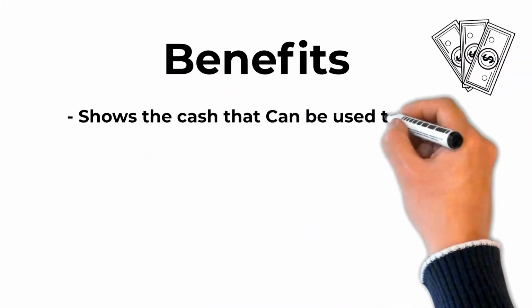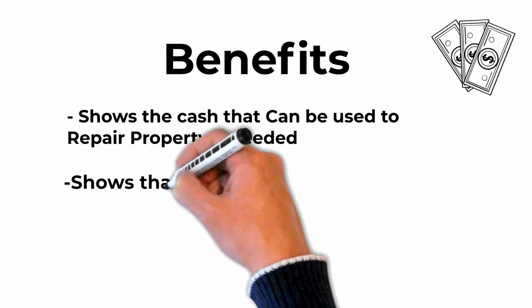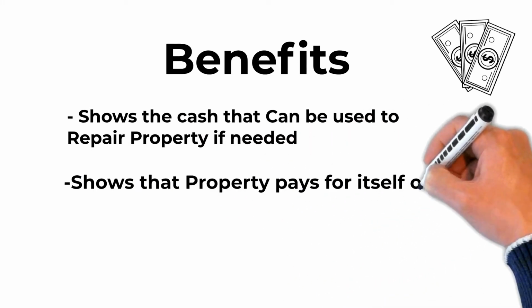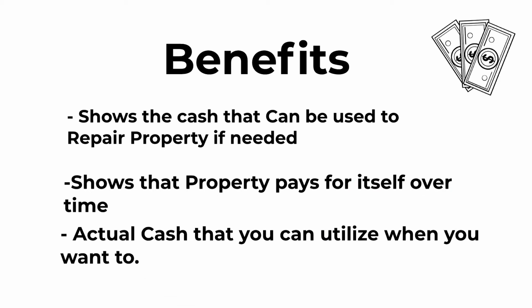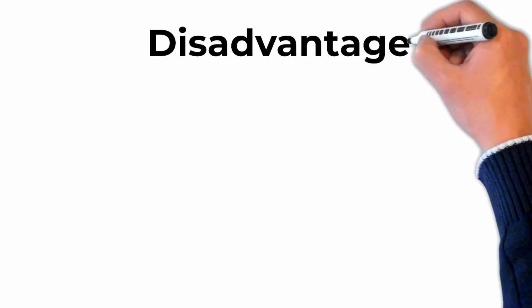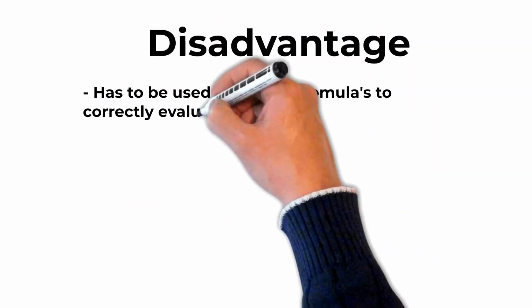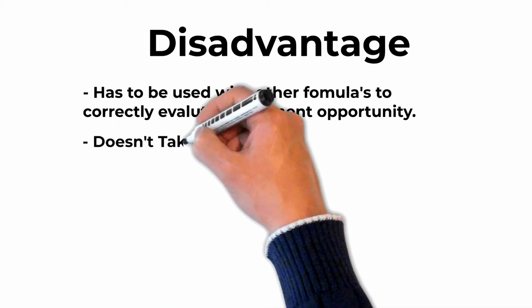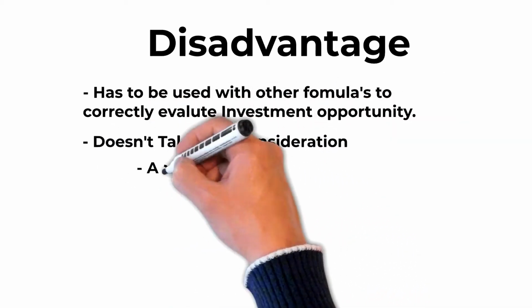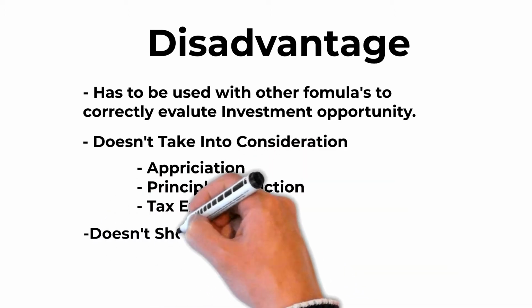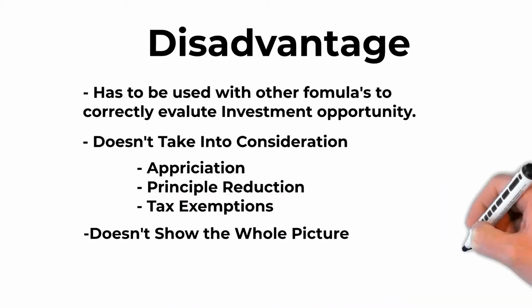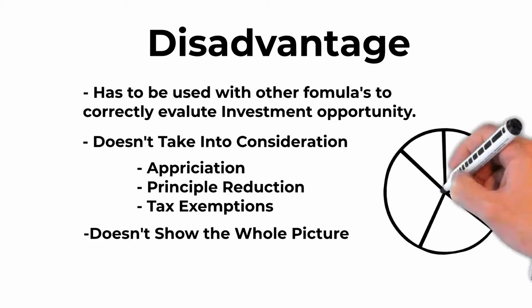Now, the benefits of the cash on cash return formula is that it can be used to repair property if needed. It can show that the property pays for itself over time and is actual cash that you can utilize when you want to. The disadvantages of cash on cash return: it has to be used with other formulas to correctly evaluate your investment opportunity. It doesn't take into consideration appreciation, principal reduction, tax exemptions, and ultimately it does not show the whole picture, but only a piece of it.